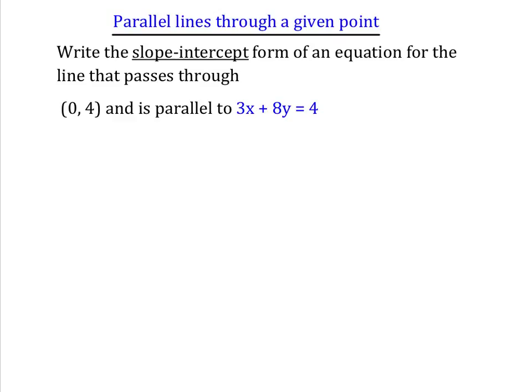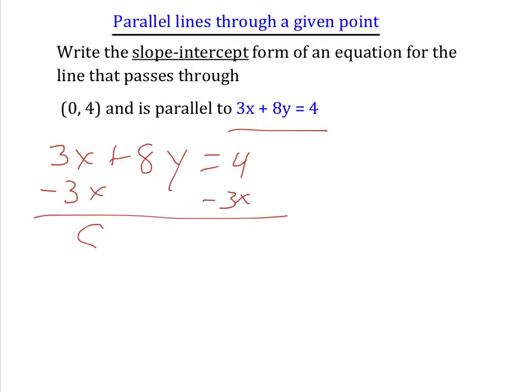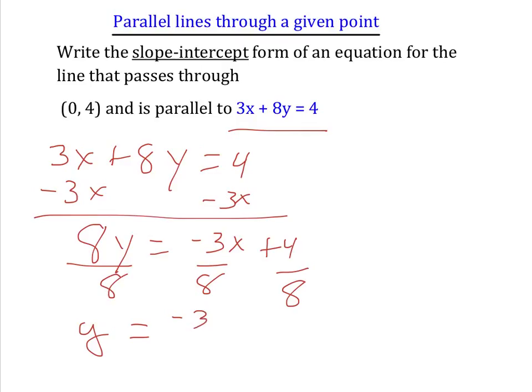This one, we are not in slope-intercept form to begin with, so that makes this a little bit more challenging. I need to take this and put it into slope-intercept form so that I have my slope. So in that case, I need to go ahead and set it up and solve for y. So 3x plus 8y equals 4. I can subtract 3x from both sides, and I get 8y equals negative 3x plus 4. Divide by 8, and I need to divide everything on the other side by 8, and we get y equals negative 3/8 x plus 1/2.